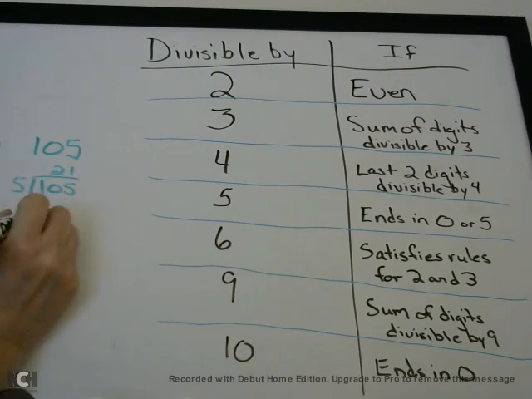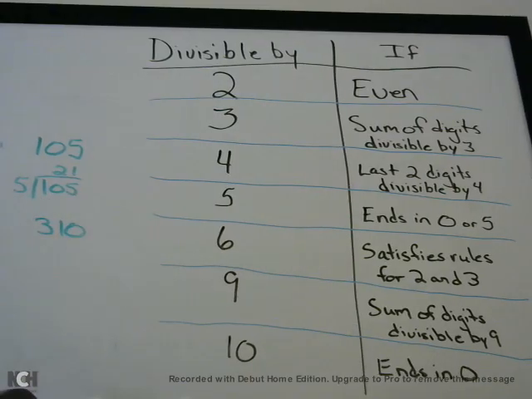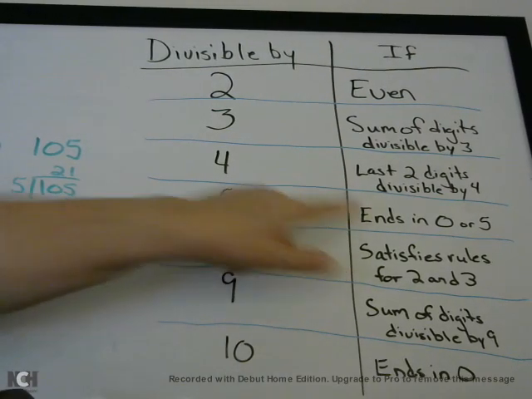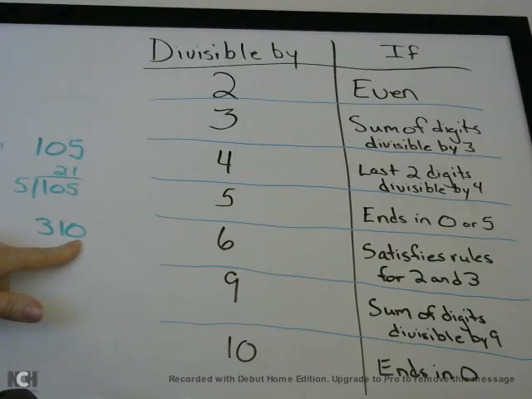Something like 310. It ends in a 0 or 5, you just look at the last digit. If that's a 0 or a 5, we know it's divisible by 5. So 5 is fairly simple, just look at the last digit.